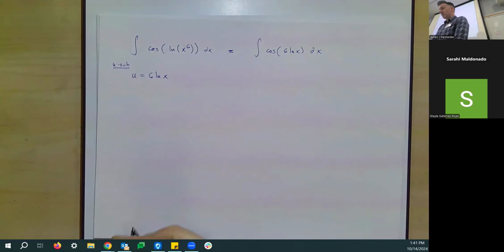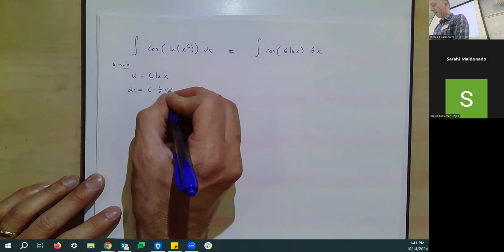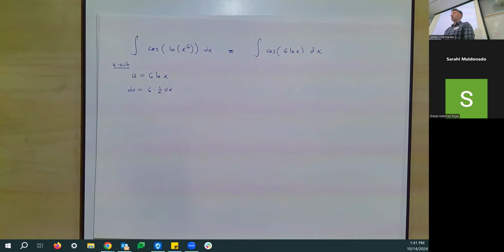Okay, but if I find du, I'm going to be disappointed. My du is 6 times 1 over x dx, and I definitely do not have a 1 over x times dx in my integral. When that's the case, but I still think my u sub might be the right choice, there's a couple things you can do. It's actually the same thing, just a couple different ways of doing it.